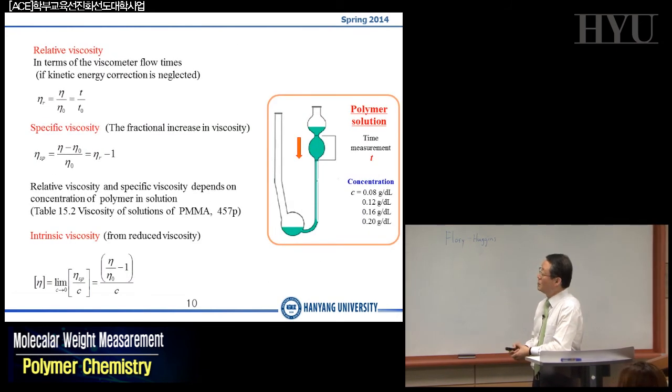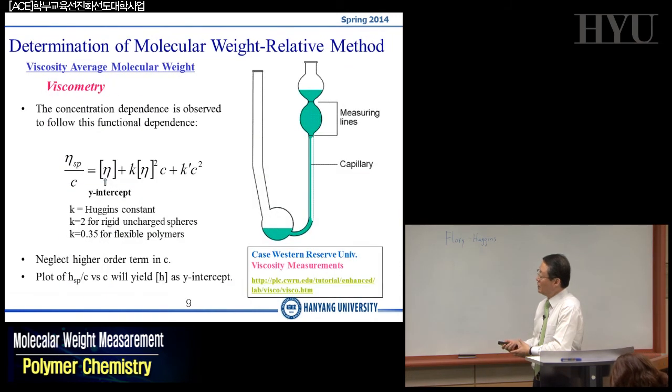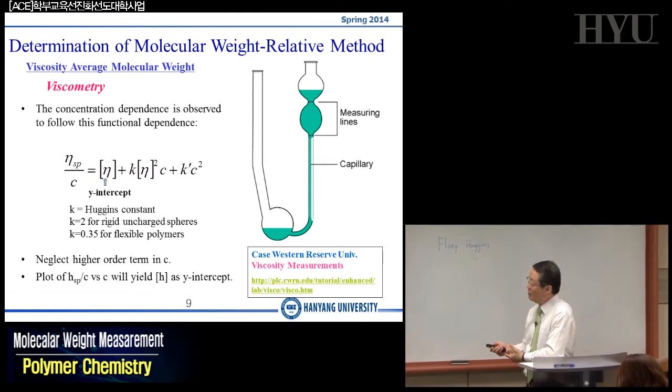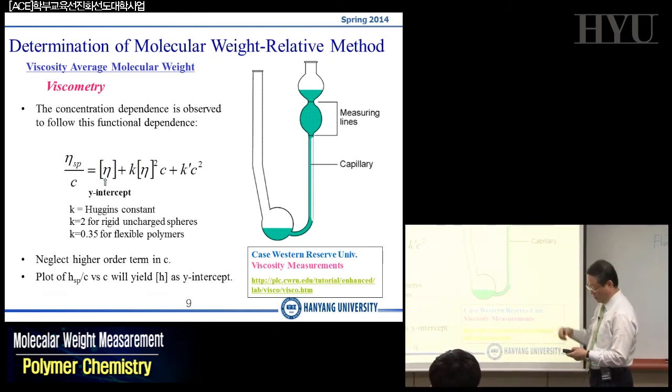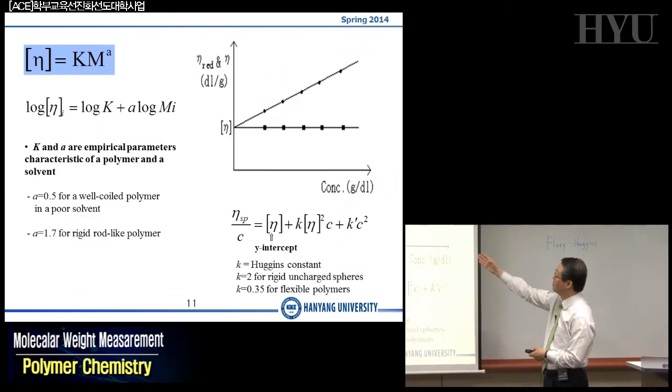Okay, so this is how we can measure the viscosity. I think this equation is about the same. Specifically, eta specific divided by concentration is equal to eta, the intrinsic viscosity, plus K times concentration. If you plot the concentration C versus eta specific divided by C, the slope will be K, and the y-intercept is eta. So from this y-intercept, by the extrapolation of this C versus eta specific divided by C, you can come up with the intrinsic viscosity values. Okay, so this equation can be the same as this curve, right?